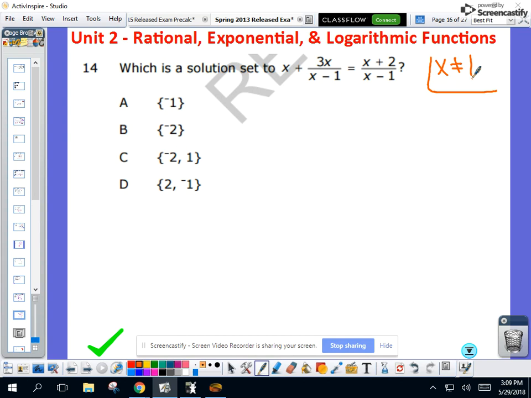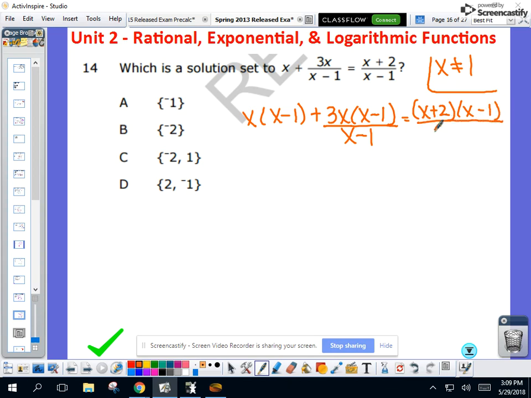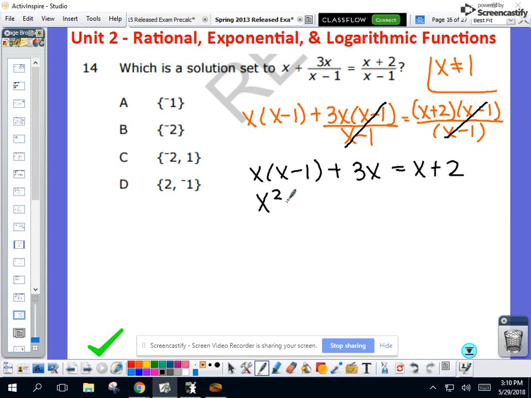We're going to multiply all the numerators by the least common denominator. So x multiplied by x minus 1, 3x multiplied by x minus 1 over that denominator, and x plus 2 multiplied by x minus 1 over that same denominator. When we do this, we're able to simplify quite a bit. We get rid of our fractions. So all we're left with is x times x minus 1, plus 3x is equal to x plus 2. Now all we have to do is distribute and combine like terms.